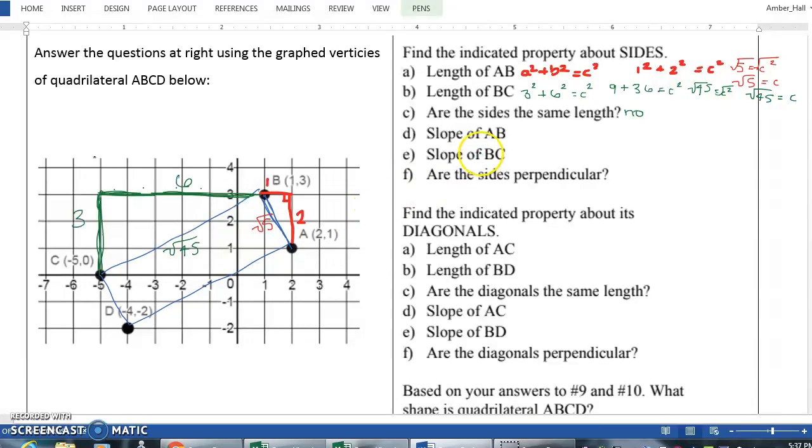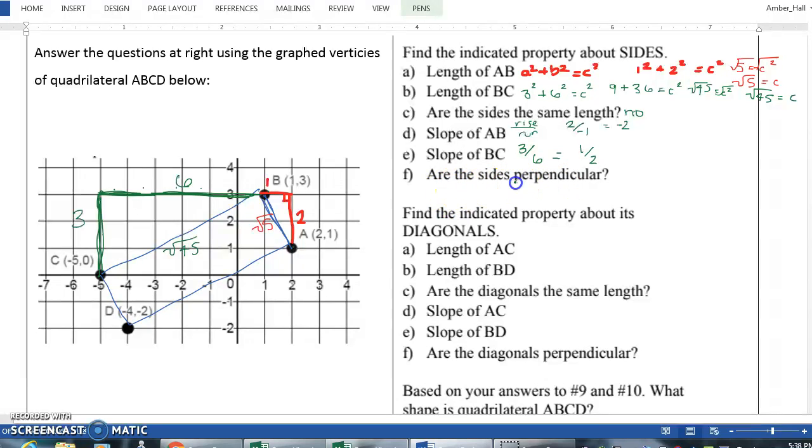Next, we need to find the slope of AB. And slope is always rise over run. So I'm going to rise up to get from A to B. I'm rising up 2. And I'm running over 1, but it's a negative 1. So 2 over negative 1, or just negative 2. And then I need the slope of BC. And I've already written my stuff down, so to get from C to B, I rise up 3, and I run over 6, which reduced is 1/2.